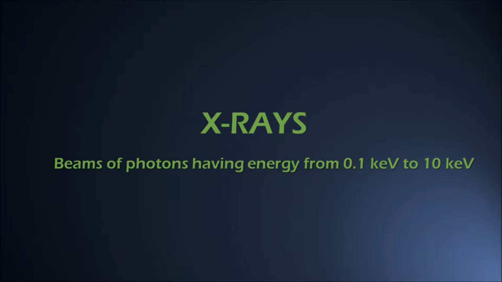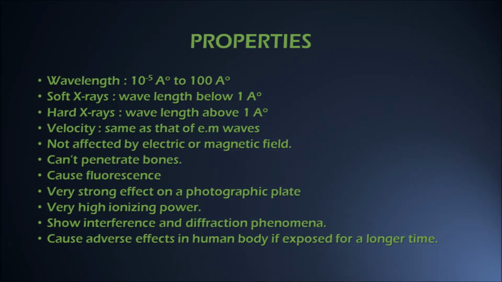X-rays are nothing but beams of photons of energy ranging from 0.1 keV to 10 keV. Now let us come to various important properties of X-rays. Wavelength of X-rays lies in the range of 10⁻⁵ to 100 angstrom. If wavelength is below 1 angstrom, the X-rays are called soft X-rays. If wavelength of X-rays is above 1 angstrom, then these are called hard X-rays. X-rays always travel in a straight line with the velocity of light.